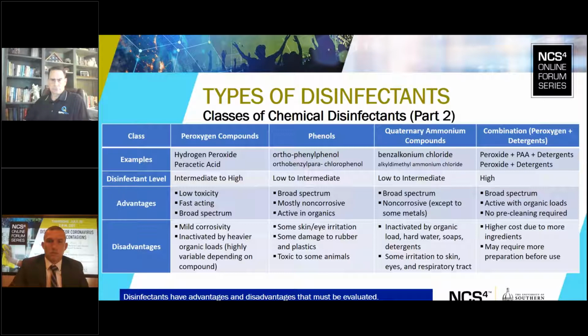There is one exception. There's an emerging class of disinfectants, which I call the combination class. This typically contains some sort of oxidizer, like hydrogen peroxide or peracetic acid, plus detergents. The big advantage of this class is that the detergents actually cut through the organic loads, the soil load, and get to the viruses, bacteria and other pathogens embedded in those loads. So these are typically the most active in the presence of organic loads, or in the presence of bodily fluids, such as those that often surround viruses and bacteria.